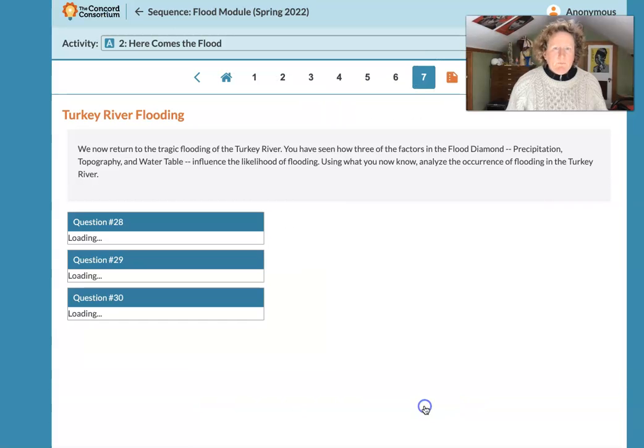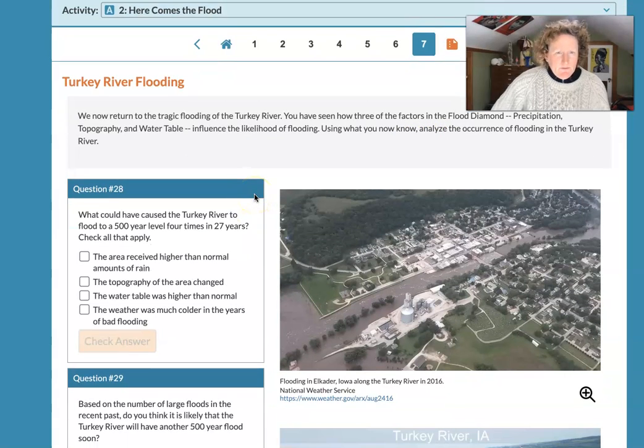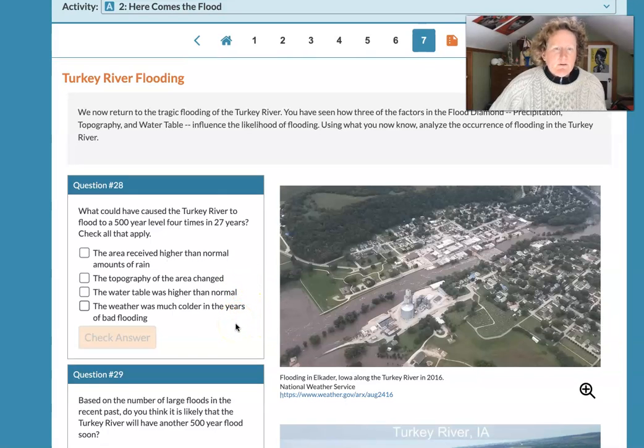All right, let's go to page 7. So, Turkey River. We'll now return to the tragic flooding of the Turkey River. You've now seen how three of the factors in the flood diamond, precipitation, topography, and water table, influence the likelihood of flooding. Using what you know now, analyze the occurrence of flooding in the Turkey River. What could have caused the Turkey River to flood to a 500-year level 4 times in 27 years?